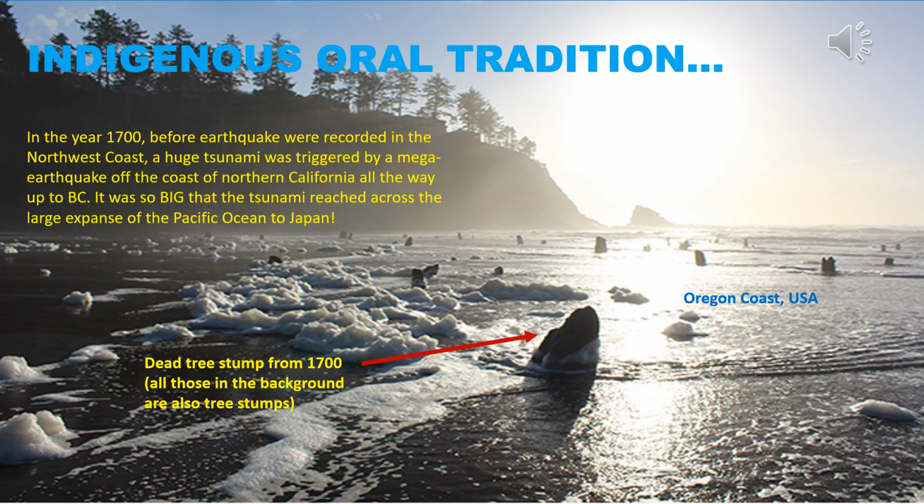On the Oregon coast, you will see stumps like this sticking out of the sandy beach. These are actually remnants of dead trees from the year 1700. Once a lush forest, these trees died because the land sank into the water due to the mega earthquake and the seawater killed them.